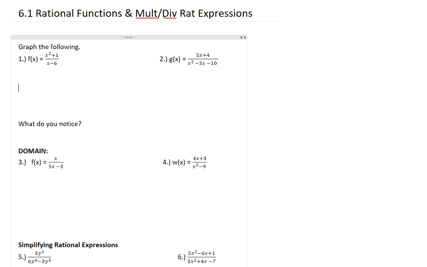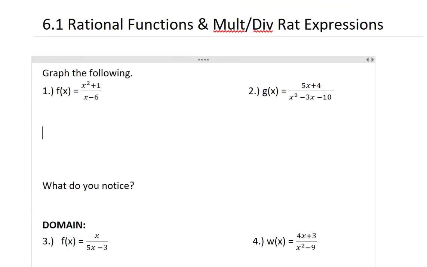Hello guys, today we're going to talk about 6.1 rational functions and multiplying and dividing rational expressions. First thing we're going to do is talk about domain and range and some asymptotes that occur when we have rational expressions and we're trying to graph them.